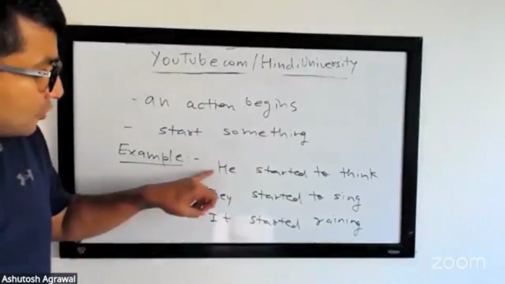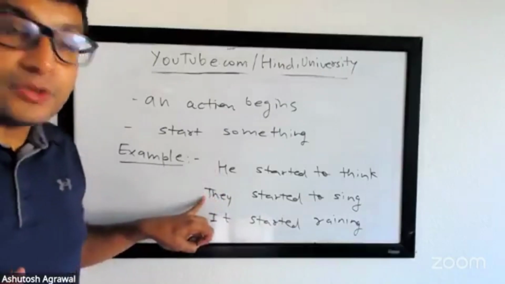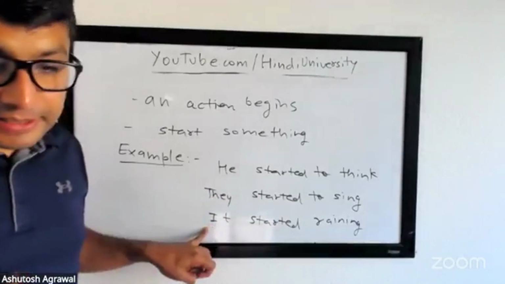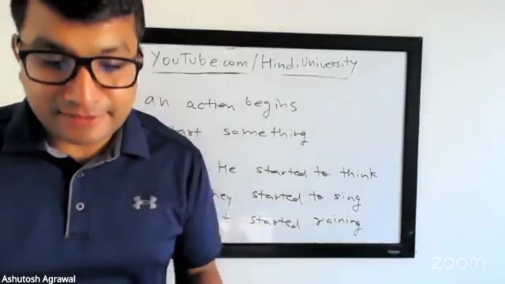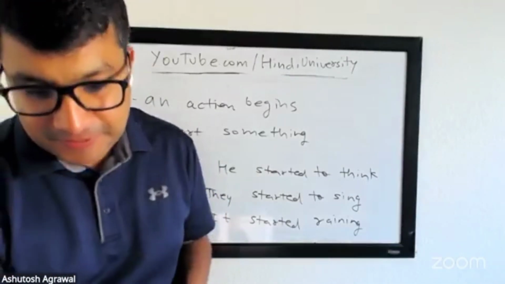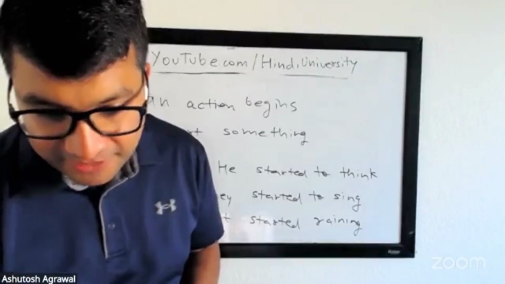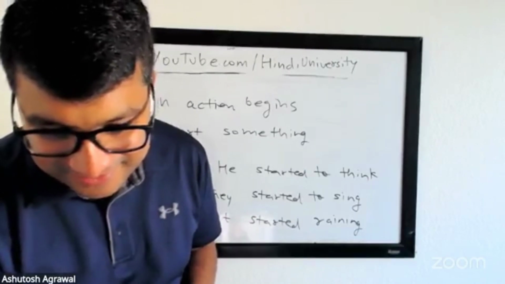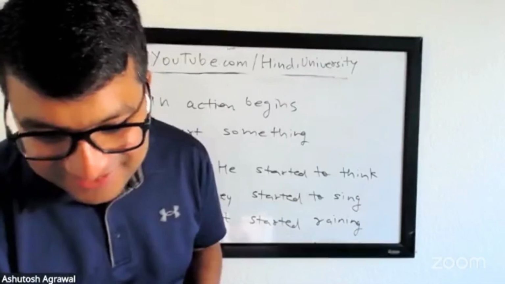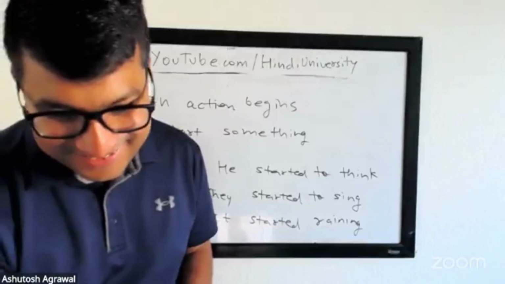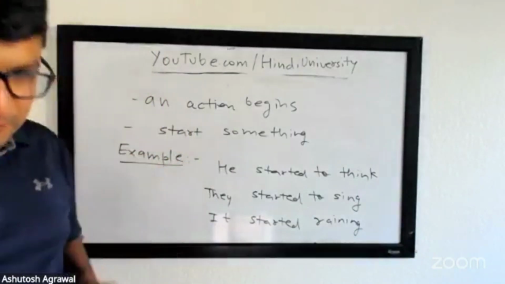So, just to repeat, things like he started to think, they started to sing, it started raining, right? What is the common thing that you notice in these types of sentences? Michael O. There are 2 Michaels, so I have to go by your last name as well. The start of the action. Start of an action. Okay, wonderful.